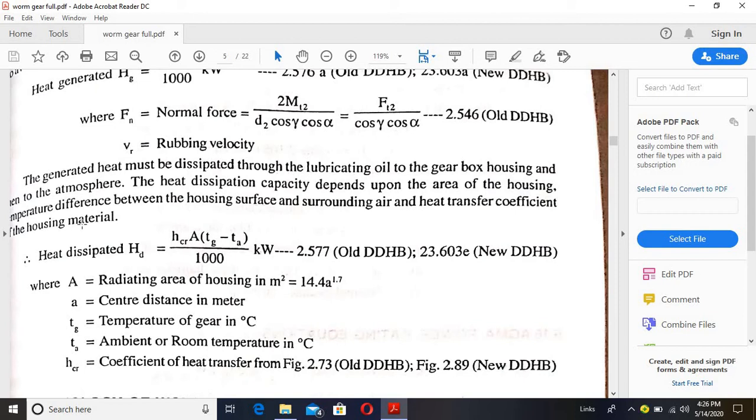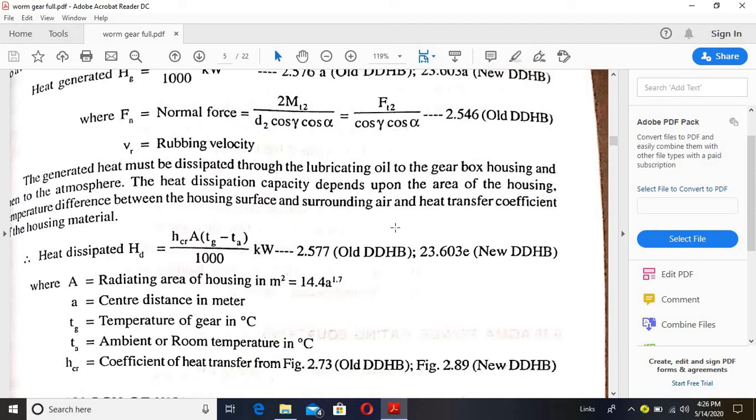Next, the heat dissipation capacity depends upon the area of the housing. Whatever heat is coming out depends upon the area of the housing, and it depends on the temperature difference between the housing surface and surrounding air and the heat transfer coefficient of the housing material.